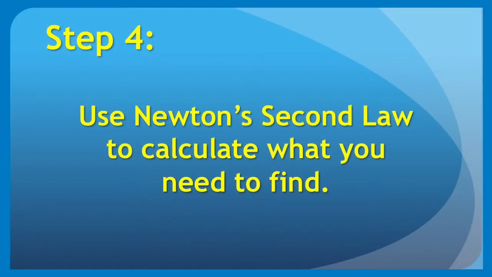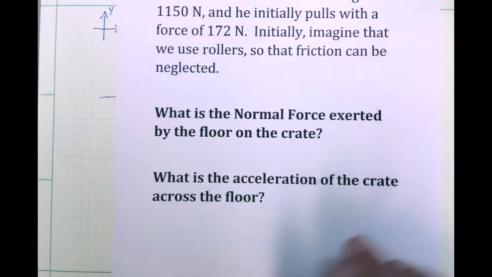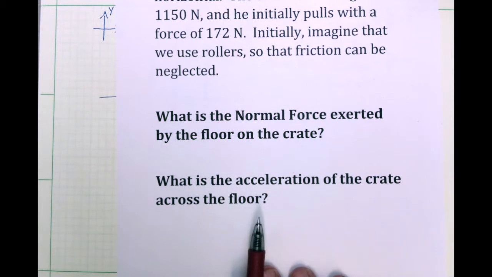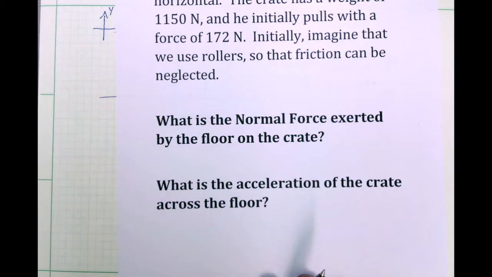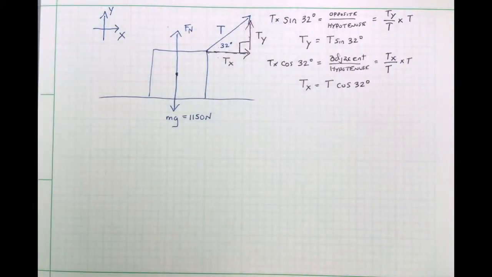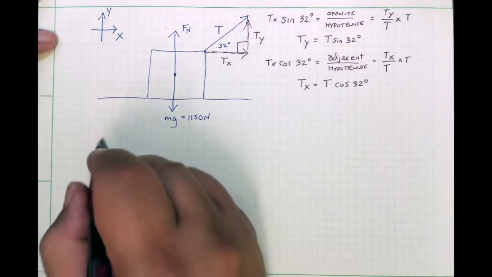And then the fourth step in the problem-solving process is to use Newton's second law to figure out what you need to solve for. Looking back at the problem statement, we see that we are asked first for the normal force exerted by the floor on the crate, and then for the acceleration of the crate itself. We turn to Newton's second law to help us find these.